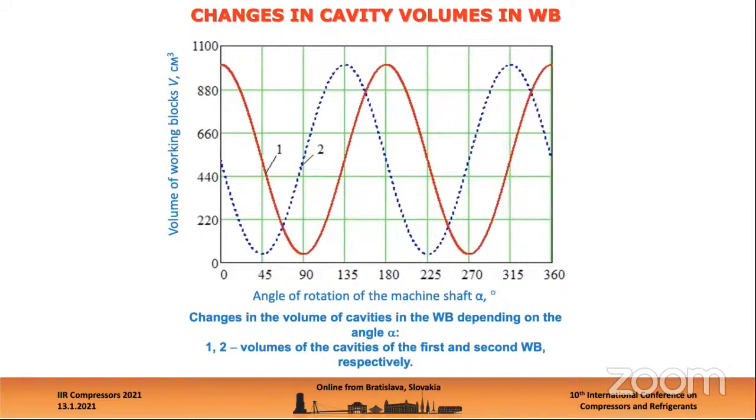Changes in the volume of cavities in one revolution of the drive shaft, see Fig. 5, are presented for the cavities of the two working blocks of the refrigerator depending on the angle of rotation of the drive shaft. The volumes at the nodal points of the cycle, in which the beginning and end of each process correspond to the drive shaft rotation of 45 degrees.